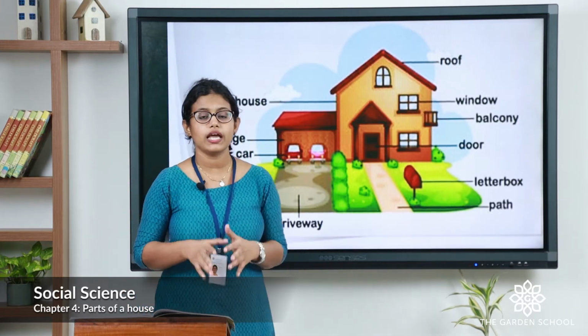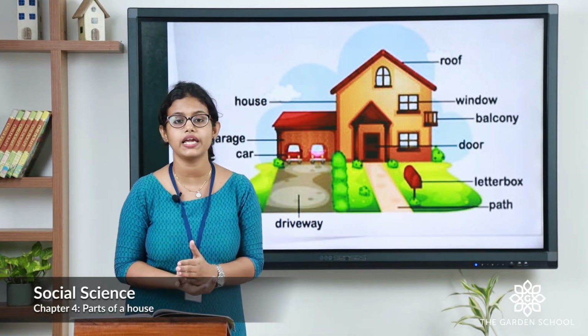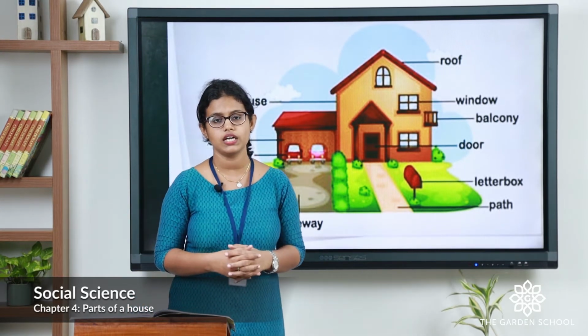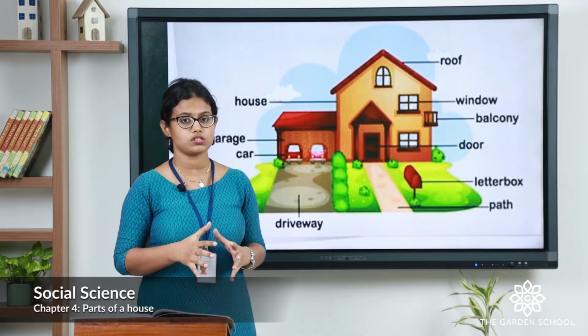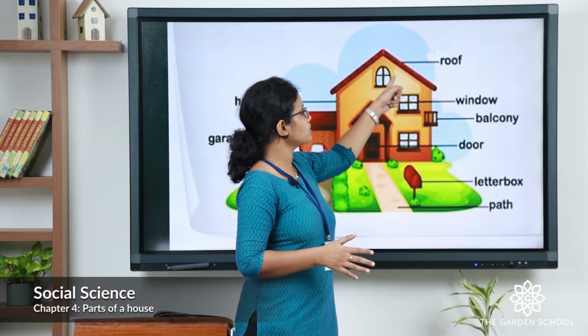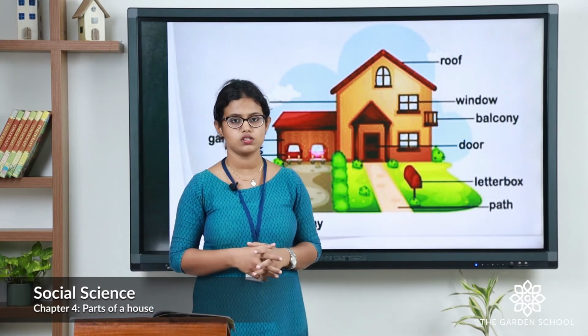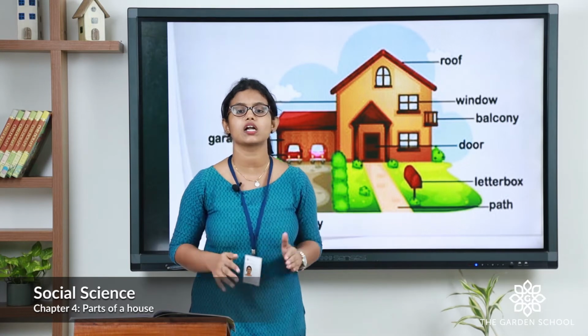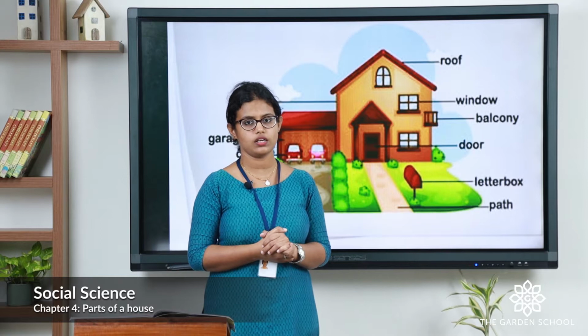Now let's see the external part of a house. We learned that house is a place where we live. And now let's discuss about the external part of a house. So the first part is the roof of a house. So the roof protects our house from the rain, heat, cold, etc.